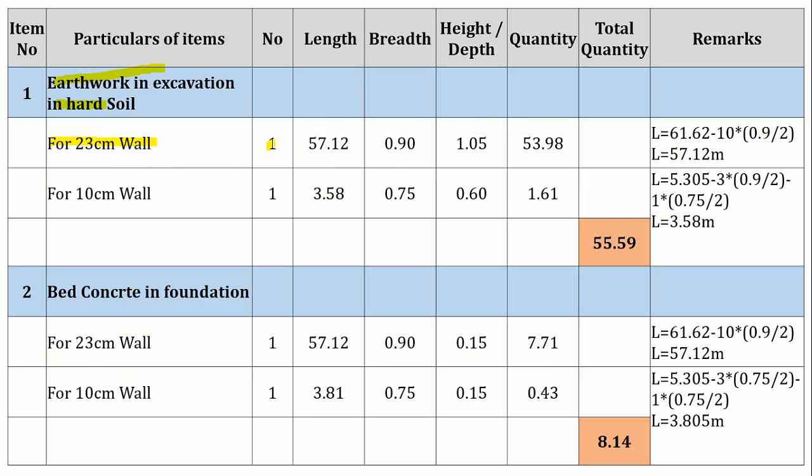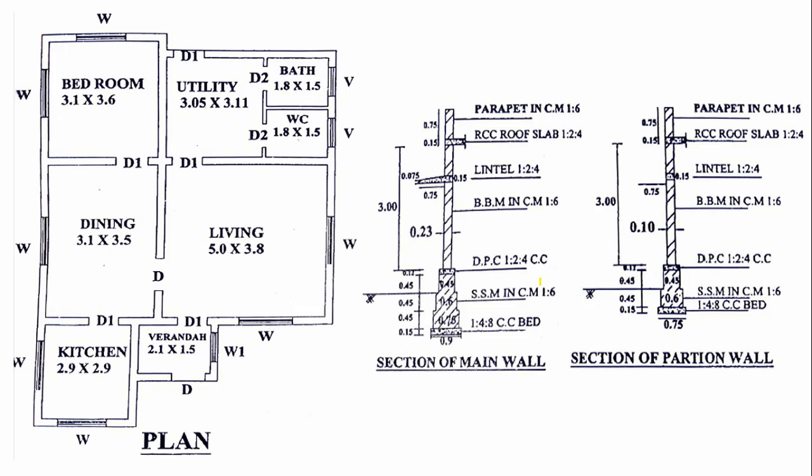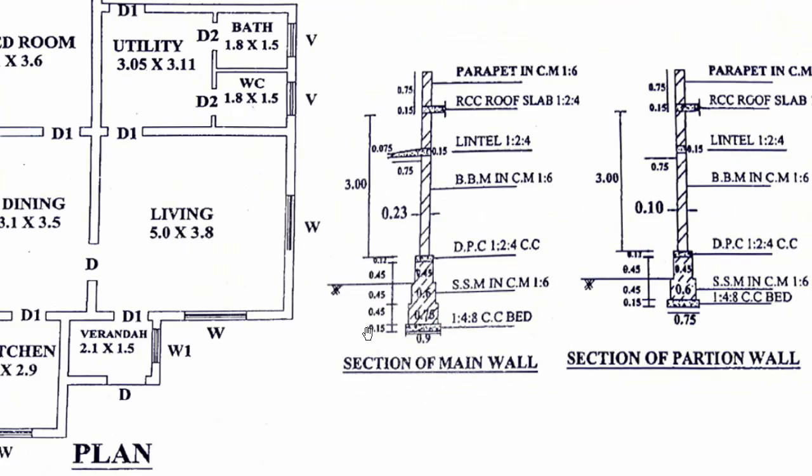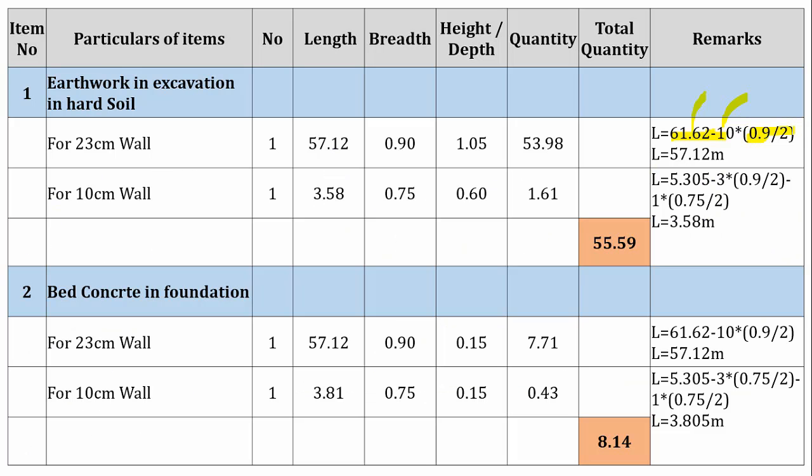So for one number, first we have to calculate the length. How to calculate length? The formula is center to center length minus n into b divided by 2. The center to center length we have already calculated, that is 61.62 minus n. N is nothing but the number of junctions, which we have calculated, that was 10, into the width of the item divided by 2. Now we are calculating for the 230 mm thick wall, so the width of the excavation will be 0.9 meters. Therefore this will be 0.9 divided by 2. So the length will be 57.12 meters.